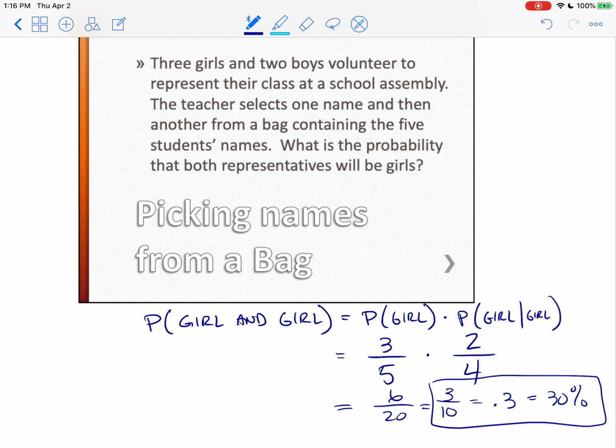Okay, so that is the probability that I pick 2 girls' names out of the hat. So hopefully you're understanding that this second number changes depending on what the first number was. So there are only 4 names left in the hat because I picked one out, and there are only 2 girl names left in the hat because I picked one of those out the first turn.